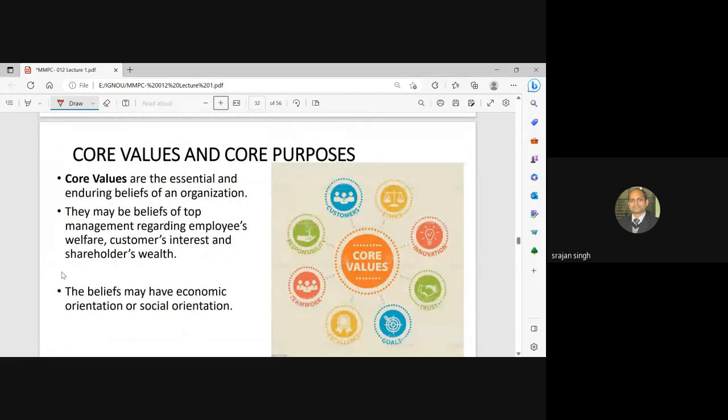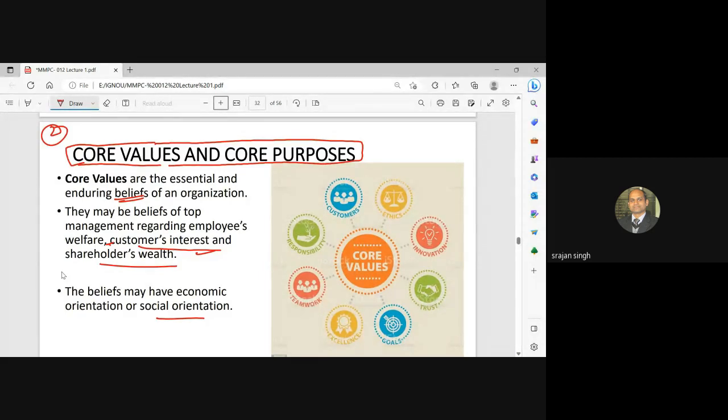Next, what we are discussing is strategic intent. And under strategic intent, we just discussed vision. Now the second thing, if you remember, was core values and core purpose. And after core values and core purpose, we shall discuss mission, right? So now the second one is core values and core purpose. Core values are essential and enduring beliefs of an organization, right? They may be beliefs of top management regarding employees' welfare, customers' interest, and shareholders' wealth. Could be any of these or something related. The beliefs may have an economic orientation or a social orientation.